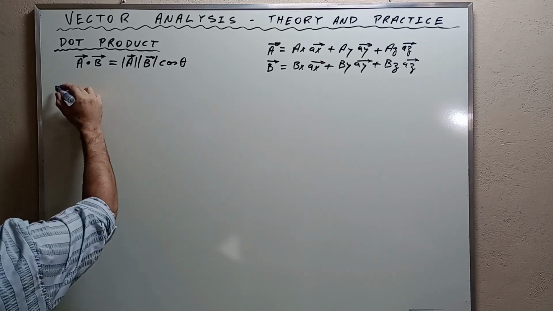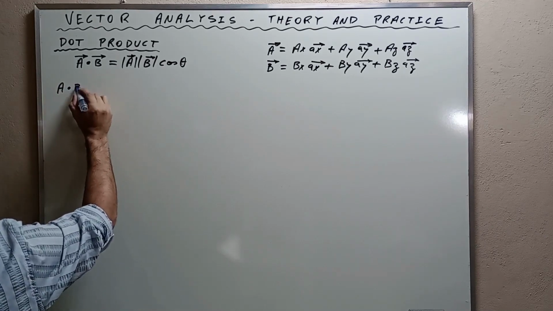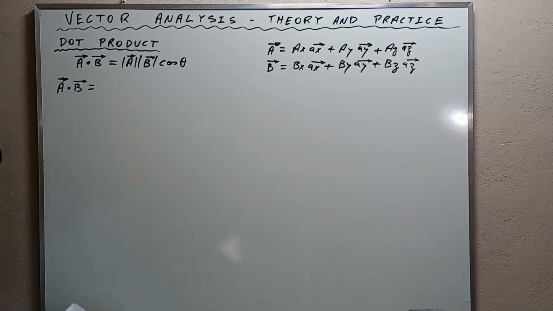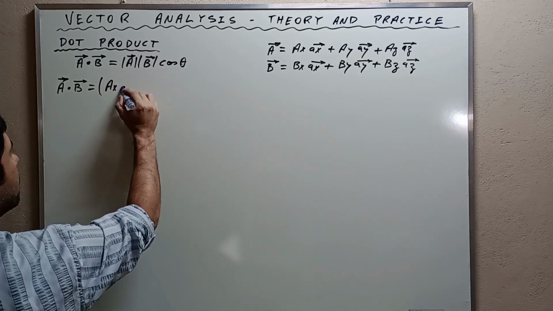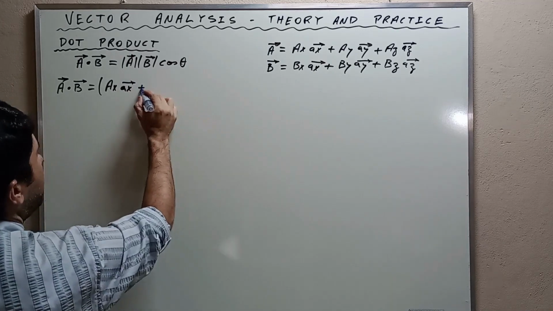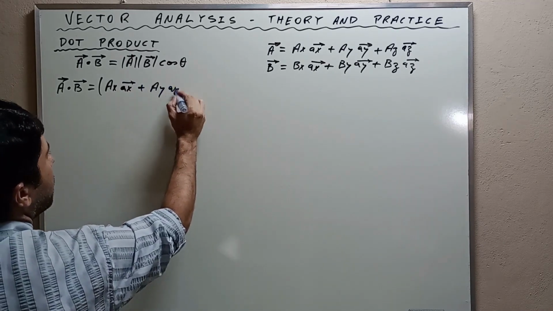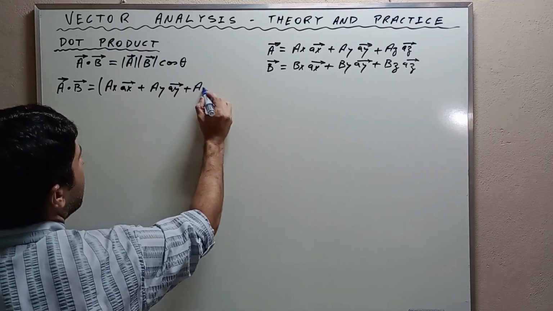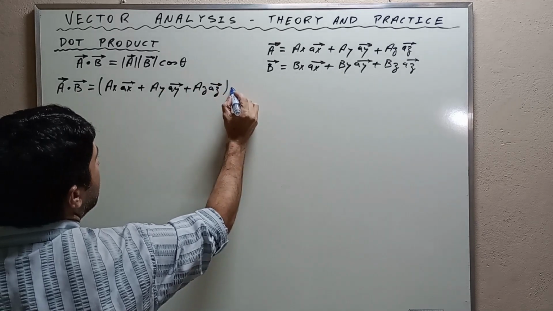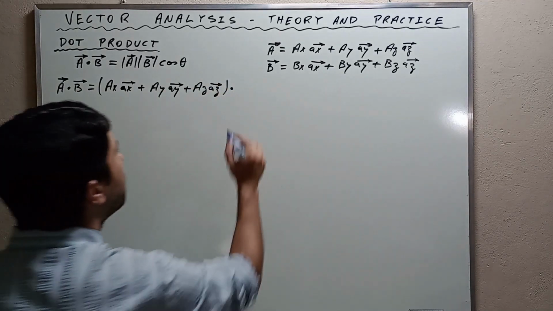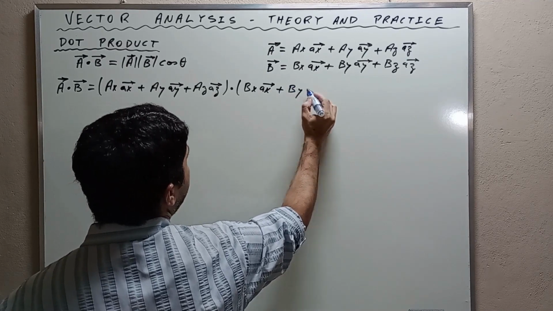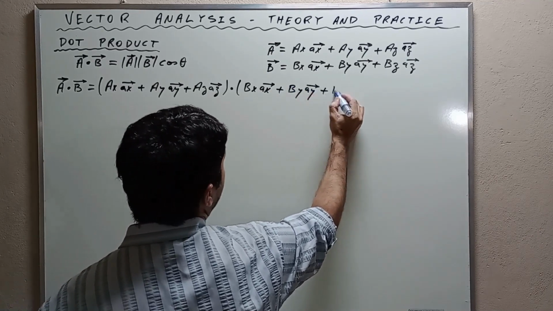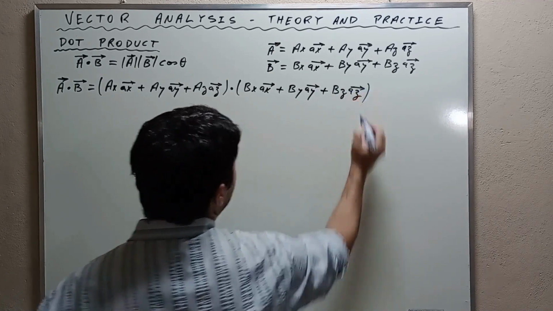A dot B will be equal to AX in the x direction plus AY in the y direction plus AZ in the z direction in a dot product with BX in the x direction plus BY in the y direction plus BZ in the z direction.